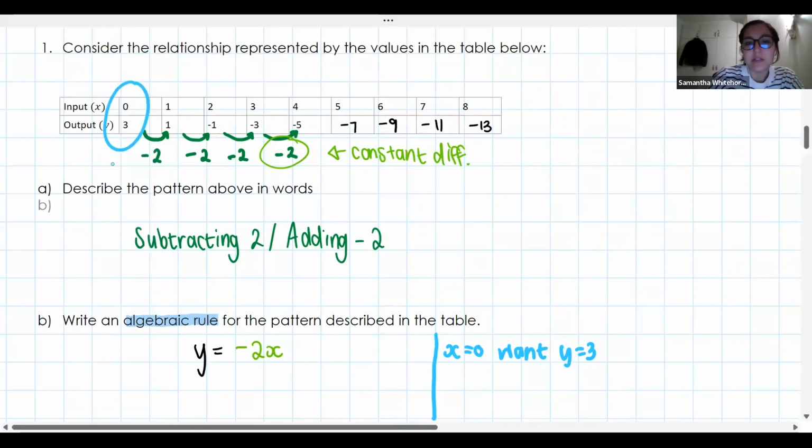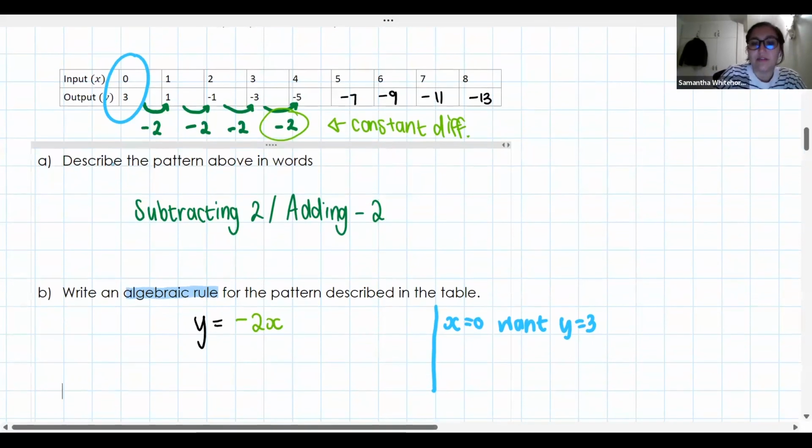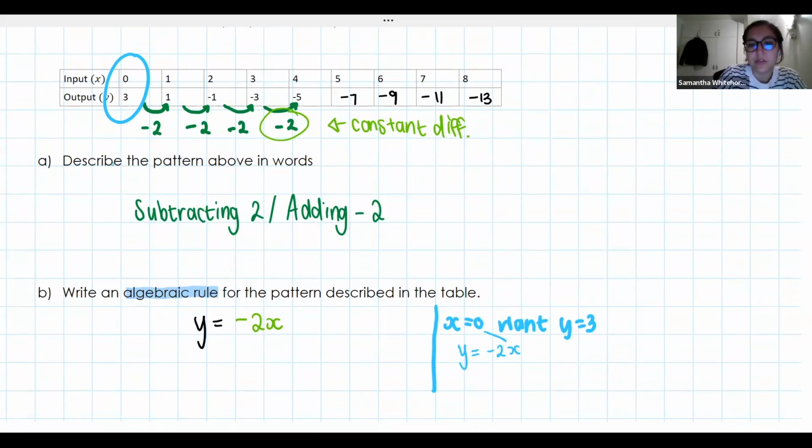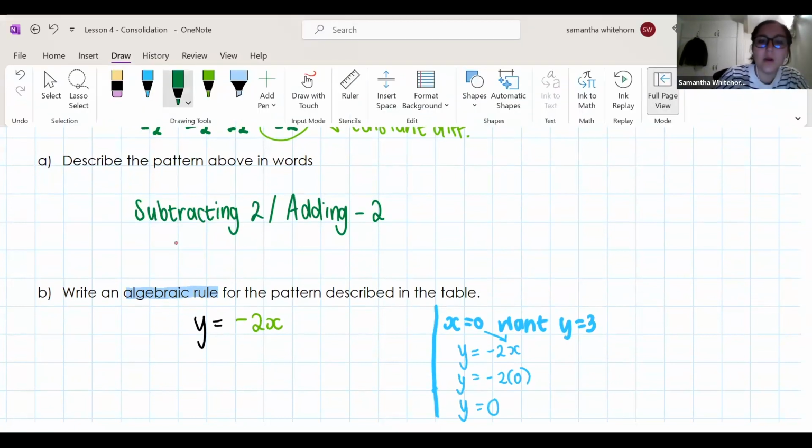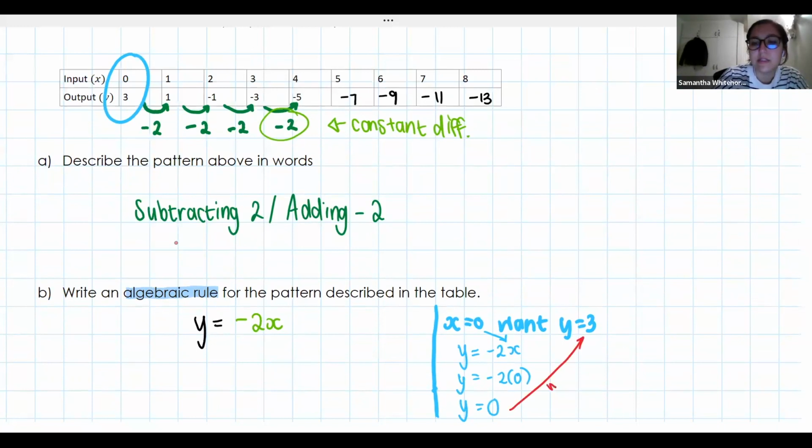So if I now substitute in my x value into the rule that I've written down, y equals minus 2x. If I now sub in x is 0, I get minus 2 times 0. Now minus 2 times 0 we know is 0. But importantly, that's not what I want. Remember, what I want is positive 3. So the question is, what do I add or subtract from 0 to get to 3? And exactly, we are going to add 3.